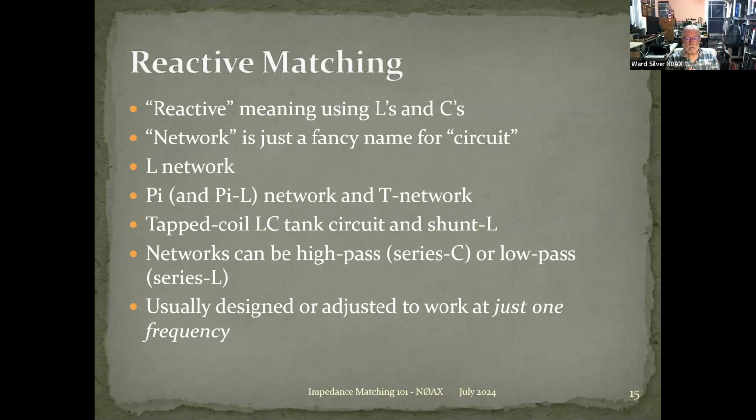Reactive matching is usually designed or adjusted to work at just one frequency. You basically turn on your transmitter, you fiddle with the controls until SWR comes down to 1, and then you stop. And if you change frequency a lot in your transmitter, SWR will go up, so you twiddle the knobs again, and SWR comes down again. So these are sometimes referred to as resonant matching, but reactive matching usually works at just one frequency.